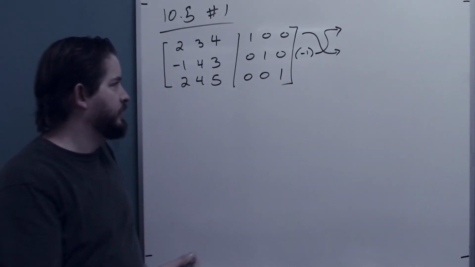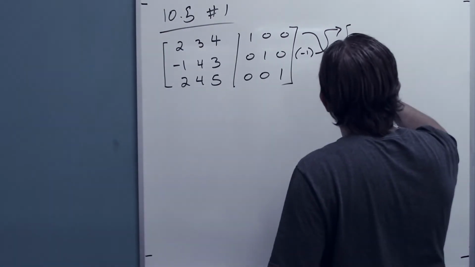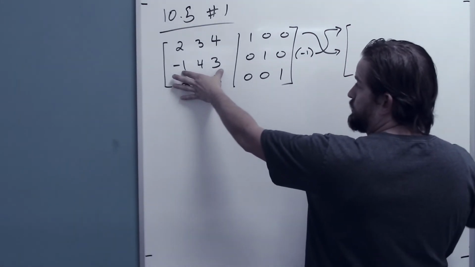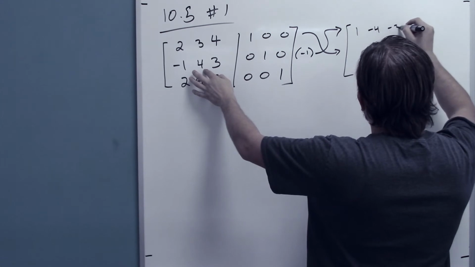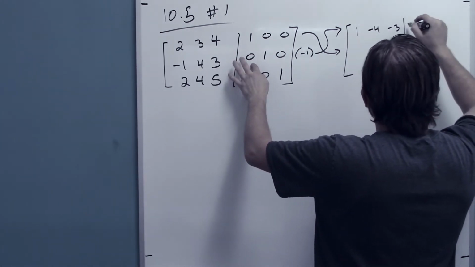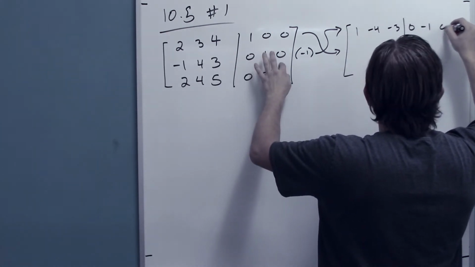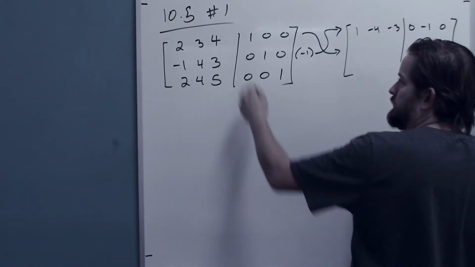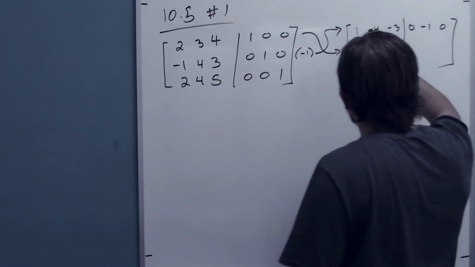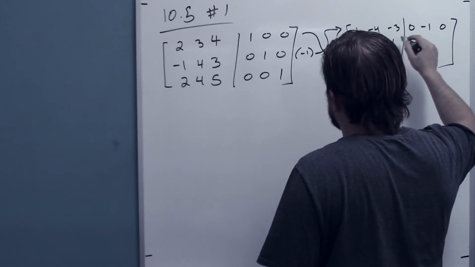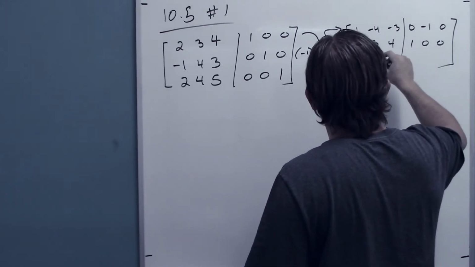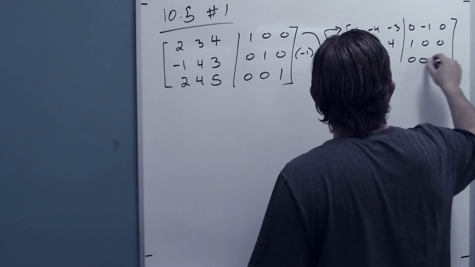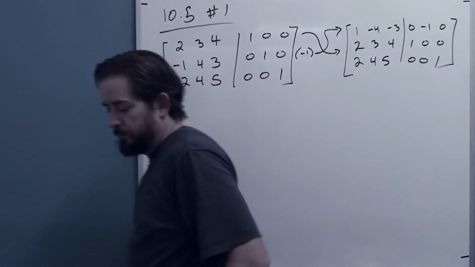That gives me a 1 where I want it. So to take the opposite of this second row is a positive 1, a negative 4, a negative 3, 0, negative 1, 0. Okay. This guy's just moving down, so I have 2, 3, 4, 1, 0, 0, and 2, 4, 5, 0, 0, 1.